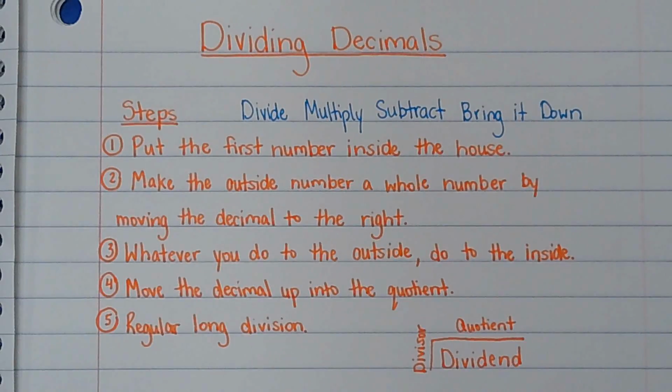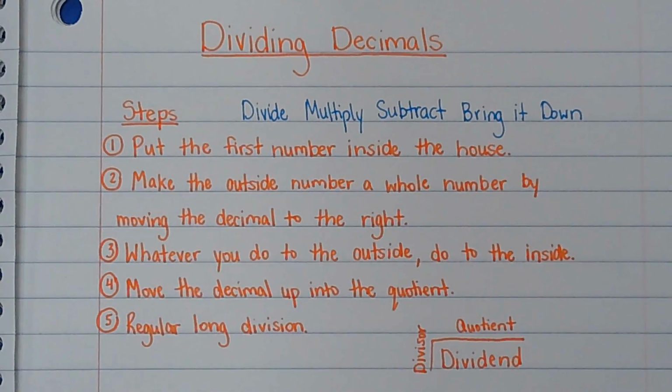Second step, make the outside number a whole number by moving the decimal to the right. So you cannot do long division with a decimal on the outside, okay? So you have to move that decimal. So like if your number is 2.13, then you move that decimal 2 times so that it gets behind the 1 and behind the 3. Okay, so you want to make it a whole number. So if it was 2.13, I'm going to move it twice so that it becomes 213. If you only need to move it once, then you just move it once, okay? So you just have to move it however many times you have numbers behind the decimal.